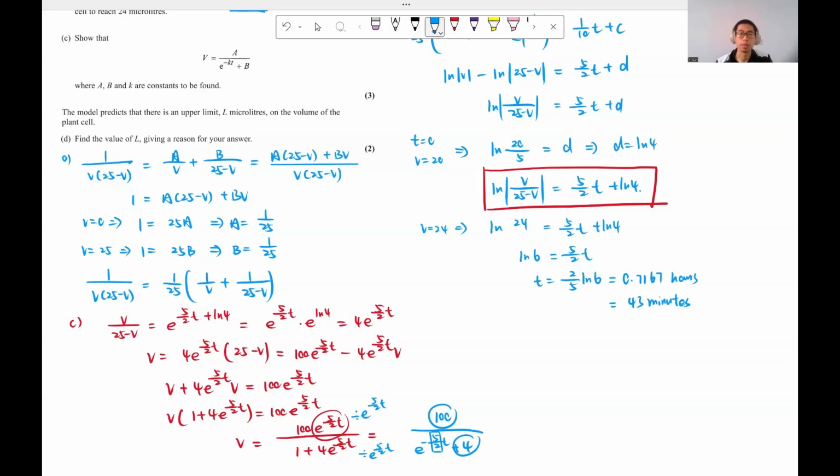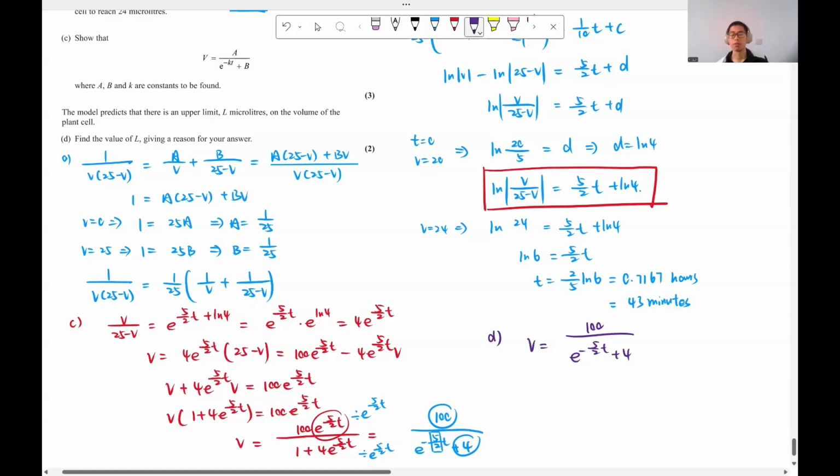Okay, and then part D. The model predicts that there's an upper limit, L microliters, on the volume of the plant cell, and we want to find the value of L, the upper limit. We already have V equal to 100 over e to the power negative 5 over 2t plus 4. So basically what they want us to work out is, if t goes to infinity, what's V equal to?